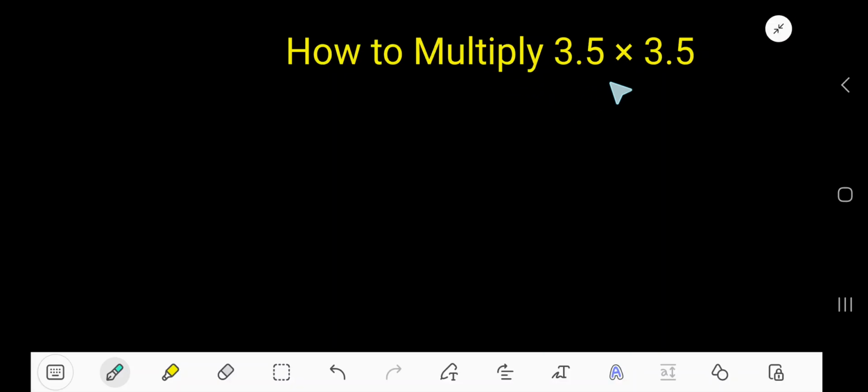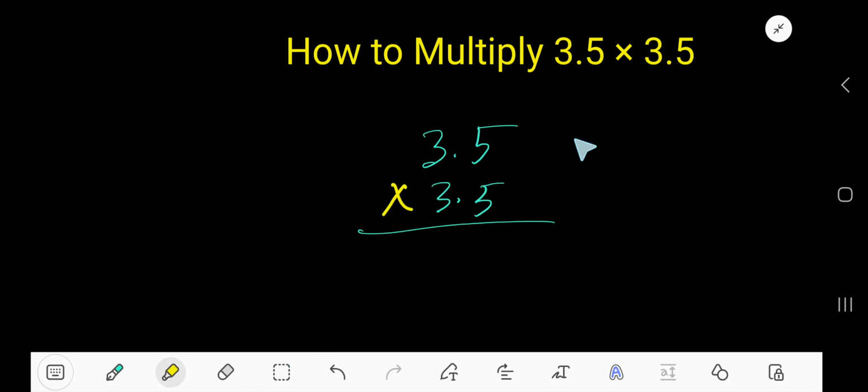How to multiply 3.5 times 3.5? Here 3.5 and here 3.5. Multiply. Okay. First, consider that there is no decimal. Just multiply as usual.